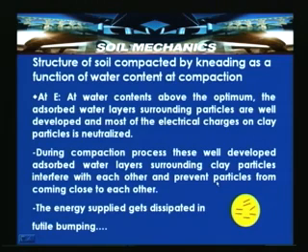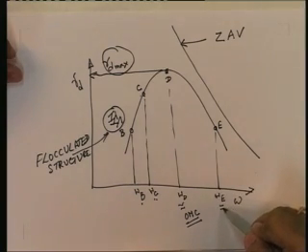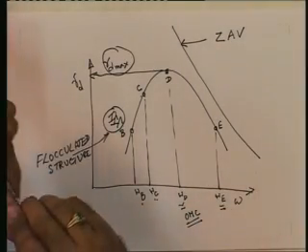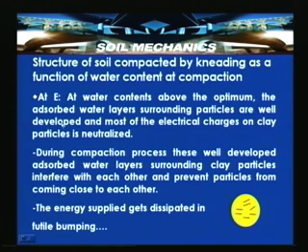Now, let us try to migrate to the wet side of the optimum, that is at point E. At point E, that is at water contents above optimum, the adsorbed water layers surrounding the particles are well developed, and most of the electrical charges on the clay particles are neutralized. The water content corresponding to this point, We, is greater than all these water contents.